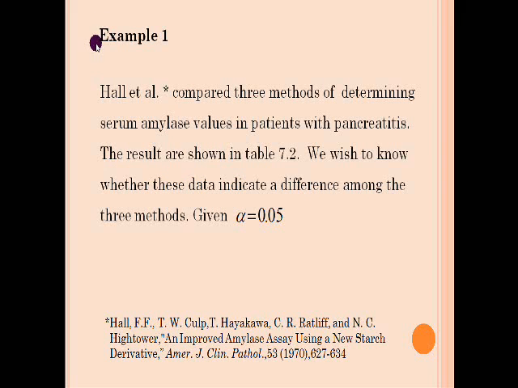Now, we will do some examples. Example 1. Hall et al. compared 3 methods of determining serum amylase values in patients with pancreatitis. The results are shown in Table 7.2. We wish to know whether these data indicate a difference among the 3 methods. We are given alpha equal to 0.05.